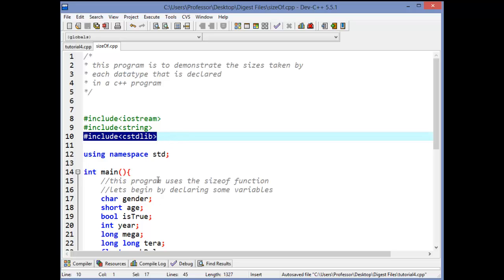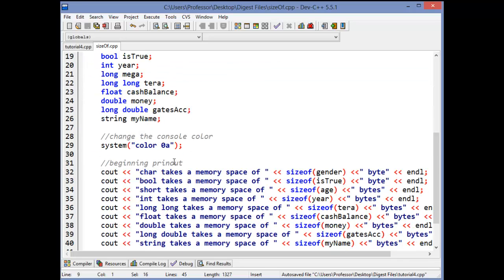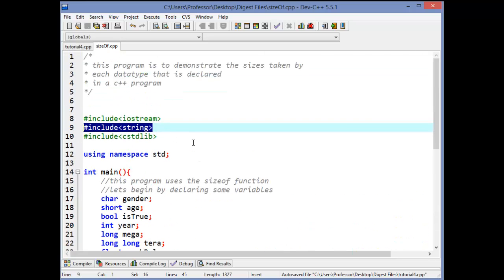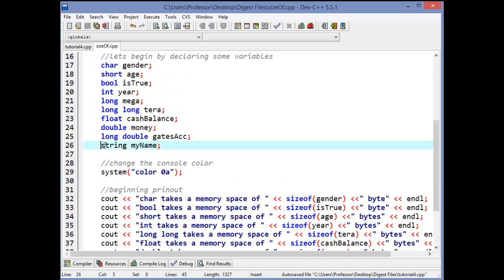Then string is another type of data type, but it is programmer defined. Strings are regarded as programmer defined data types. A string is simply a collection or a sequence of characters. Because we'll be using string, we have to include it. So I declared a string variable and I called it my name.